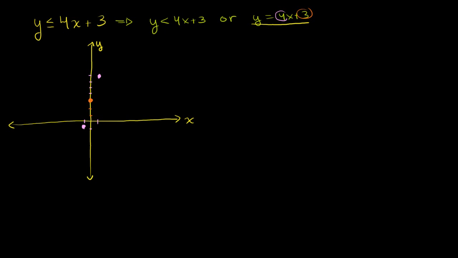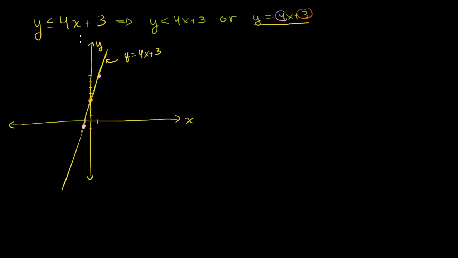So my best attempt at drawing this line is going to look something like this. This is the hardest part. It's going to look something like that. That is a line. It should be straight. I think you get the idea. That right there is the graph of y is equal to 4x plus 3. So let's think about what it means to be less than.